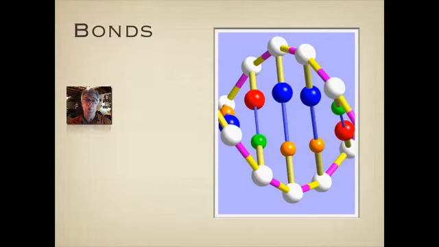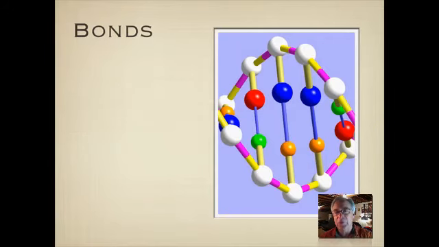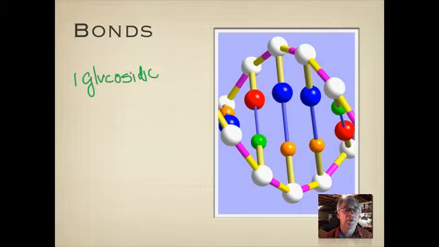Now we need to move on to bonds. There's 2 different kinds of bonds that are very similar in the way that they work. The first kind of bond is what we call a glycosidic bond, which is between a sugar and a base. So that is the glycosidic bond.